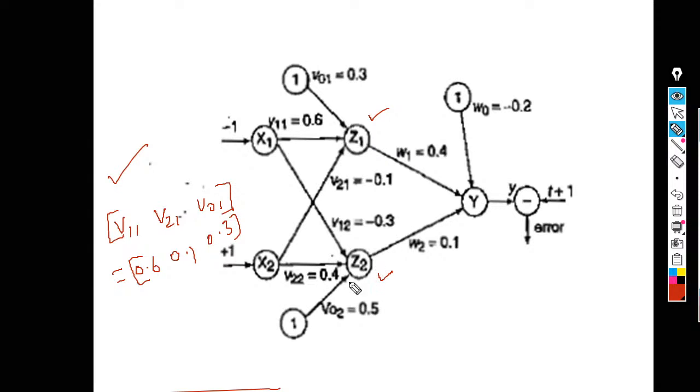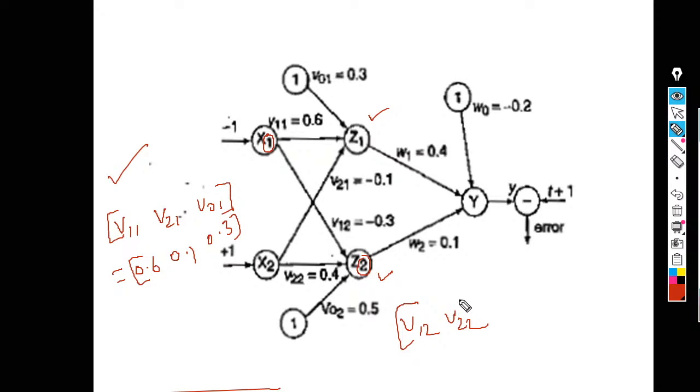Suppose we want to write for z2. For z2 we have to see what are the different inputs which are coming to z2. If you see here, this is v12. We take the first subscript and then the later one, this 2. So this is v12 I'll write over here. Then the next one coming is v22, and next is v02.